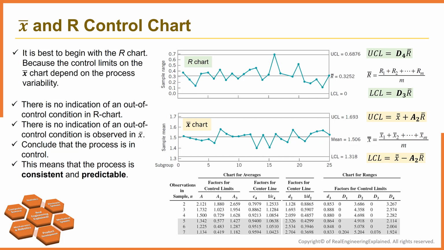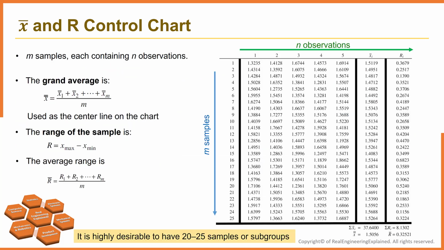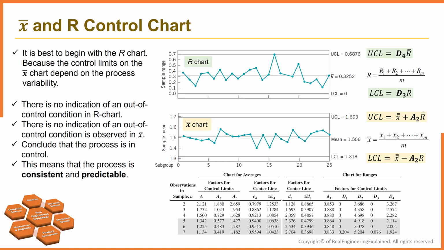So the question here is, what does it mean for a range chart to be in statistical control? Okay, this means that variation within the subgroup is consistent from subgroup to subgroup. For this example, it means that the range between the largest and smallest dimension is the same for all parts. There is no statistical difference between these ranges. The average range will be 0.3252 microns, but it can vary anywhere from 0 to 0.68 microns.